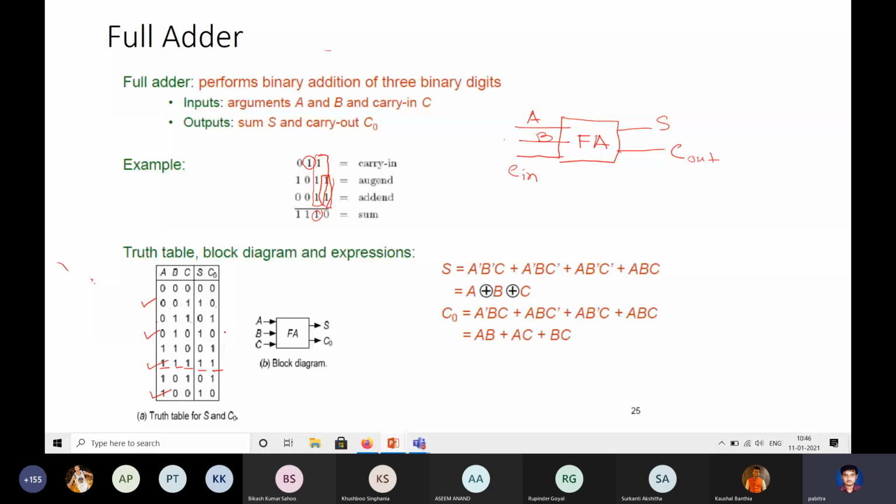Again, if you have access to a 3-input XOR gate, you can write it as A XOR B XOR C. Similarly, if you look at the carry out, you can write it as AB plus AC plus BC. I am not working this out again; I think you know this from your digital electronics. So carry out, C0, would be AB plus AC plus BC.